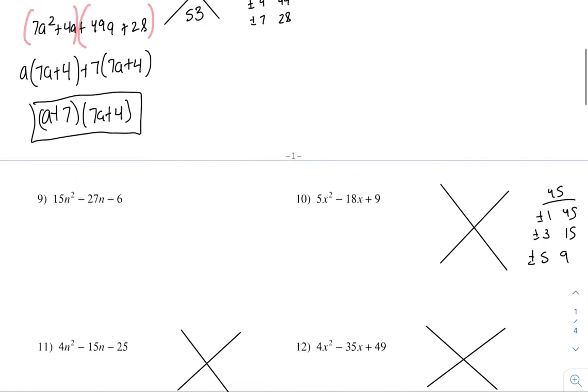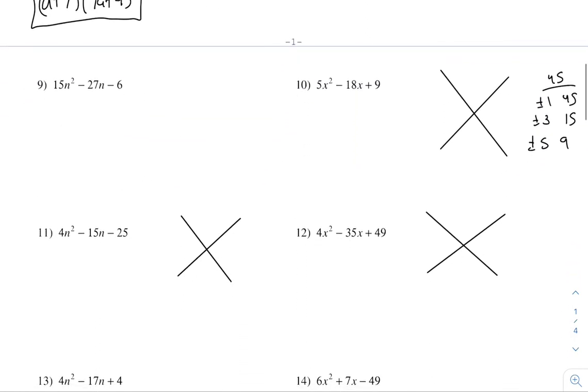Okay, number 10. A is 5, B is negative 18, and C is 9. A times C up top, so 5 times 9 is 45. On the bottom, it's negative 18. Okay. Two things that multiply to 45, but when added give you negative 18. So based off the chart, it looks to be 3 and 15, and both of those are negative.